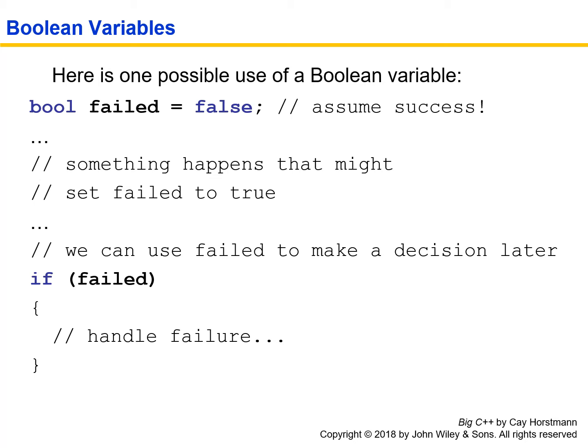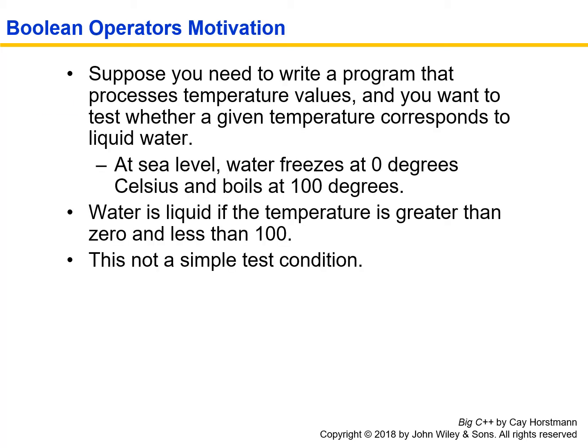We can then use our failed variable to make a decision later. If failed, then we handle the failure situation. Maybe we print an error code, or maybe we do some sort of backup. If we failed to write to a file on the hard drive, maybe we prompt the user to choose a different file to write to the hard drive, or a different place to write the file. Okay, those are Boolean variables. There are also Boolean operators.